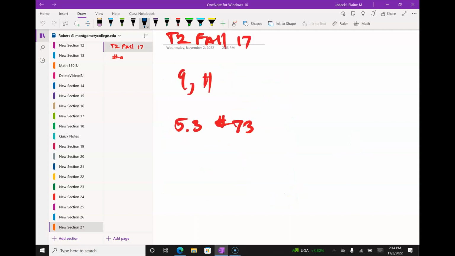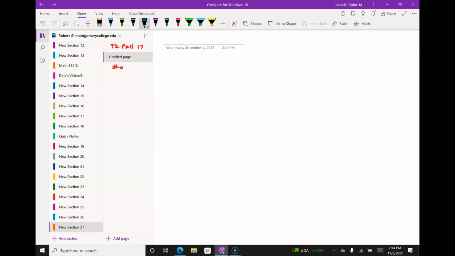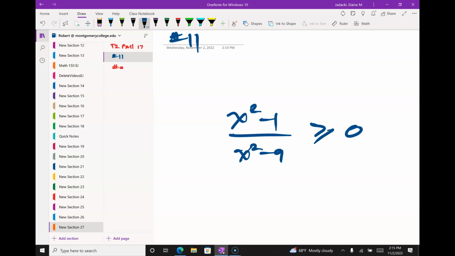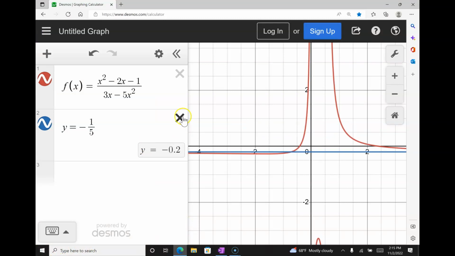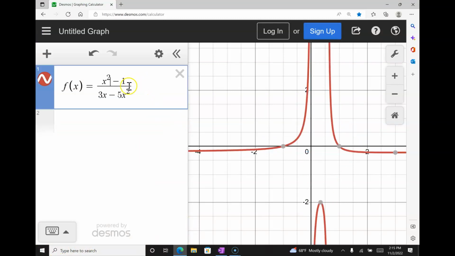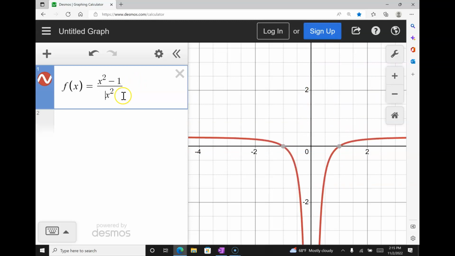All right, next one is number 11. Sorry about the pen. That says number 11, believe it or not. A sign table for x squared minus 1 over x squared minus 9. I like this problem, and it's greater than or equal to 0. So I definitely want to graph this, because it's going to help you know that the answer you get is correct. So x squared minus 1 over x squared minus 9.